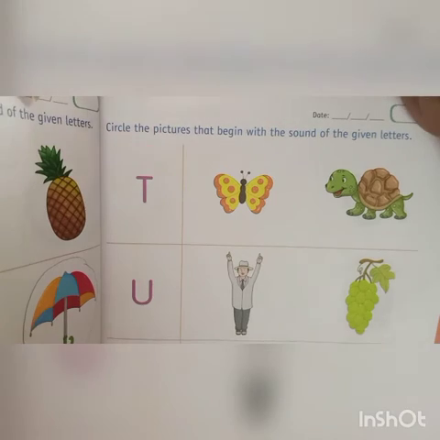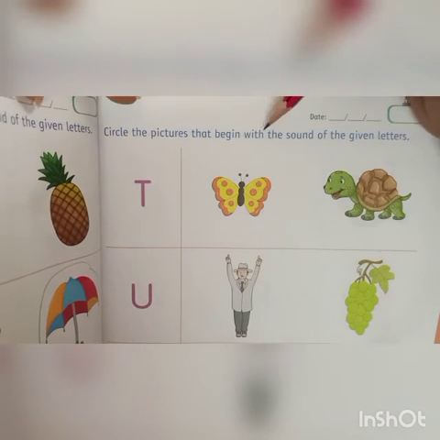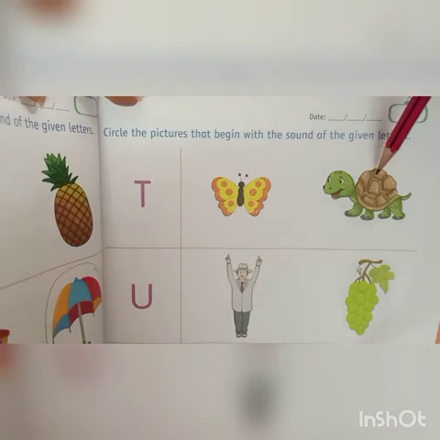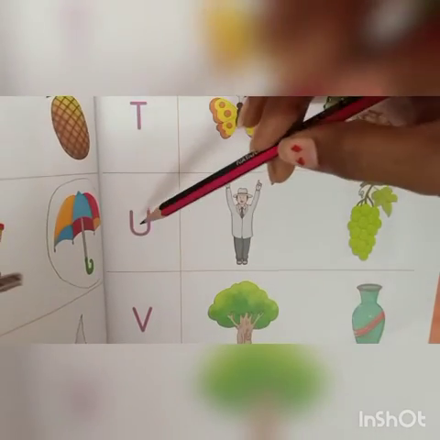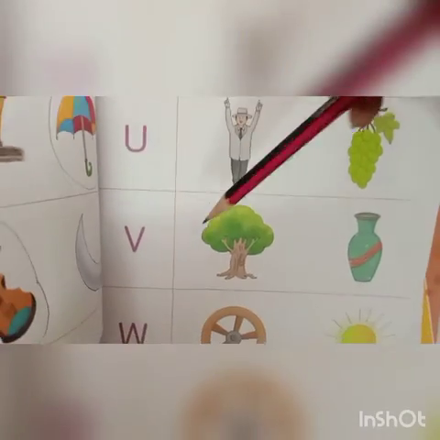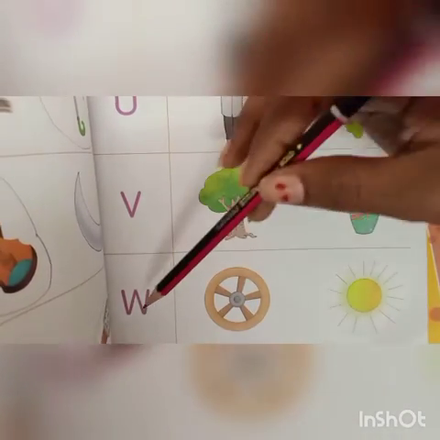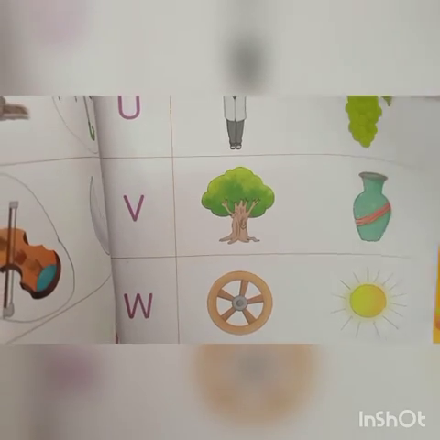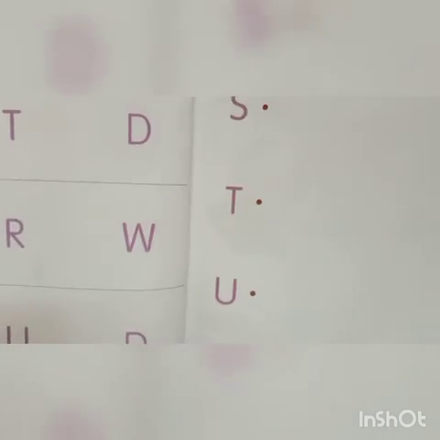Here you can see, circle the pictures that begin with the sound of given letters. T for turtle, U for umpire, V for vase and W for wheel. You have to circle all these pictures. That is your homework. Okay. Now we'll go to the next page.